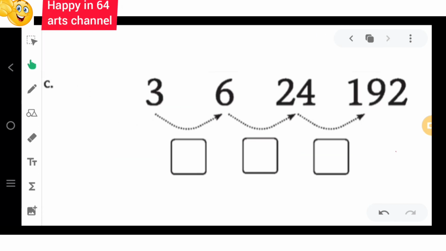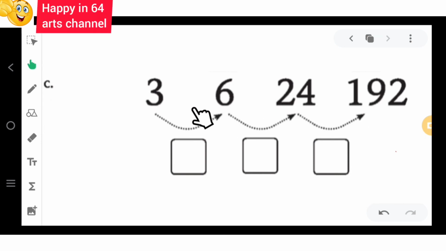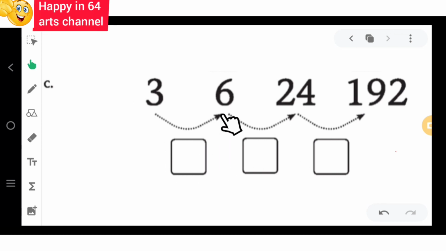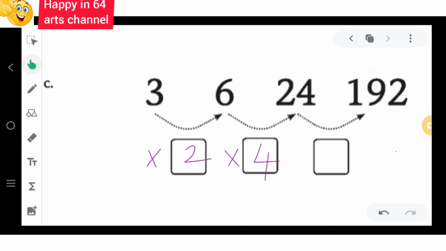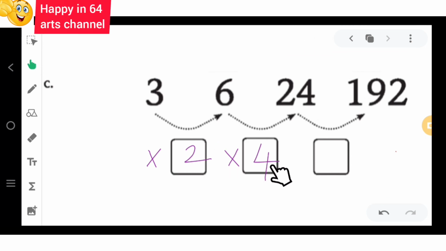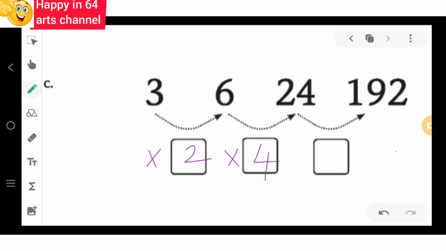Next, find the rules. 3, 6, 24, 192, the numbers are increasing, and what is the rule? In between, can we multiply? 3 2s are 6. So multiplication, multiply by 2, and then 6 4s are 24. So look at this, it is also increasing. So 2 plus 2 is 4. So 4 plus 4, 8. So multiply by 8.